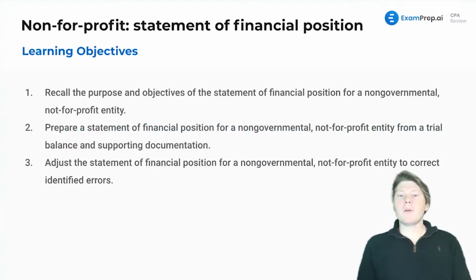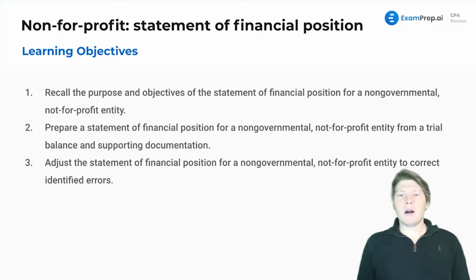Well, today we want to recall the purpose and objectives of the statement of financial position for a non-governmental, not-for-profit entity. And we specify that because just like you've got hospitals and universities that are both private, not-for-profit, and public government, we want to make sure we are answering the question with the correct rules. They'll be pretty clear as to if we're dealing with not-for-profit or with government.